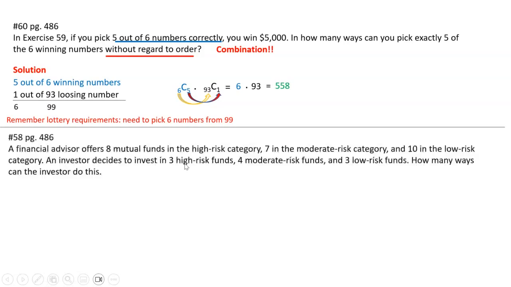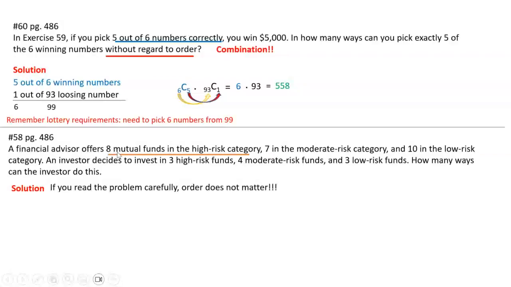Okay. Now, this is the last problem, I believe. It says a financial advisor offers 8 mutual funds in the high risk category, 7 in the moderate risk category, and 10 in the low risk category. An investor decides to invest 3 in high risk, 4 in moderate risk, and 3 in low risk. How many ways can the investor do this? Okay, this is not that complicated, guys. Here's how we do it. If you read the problem carefully, order does not matter, so it's going to be combination.